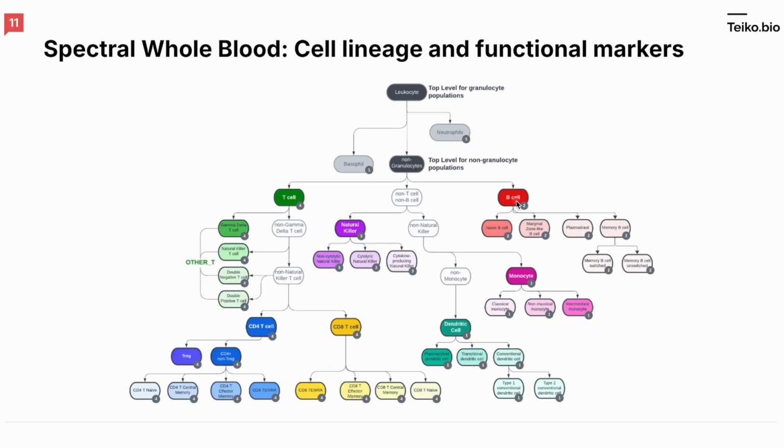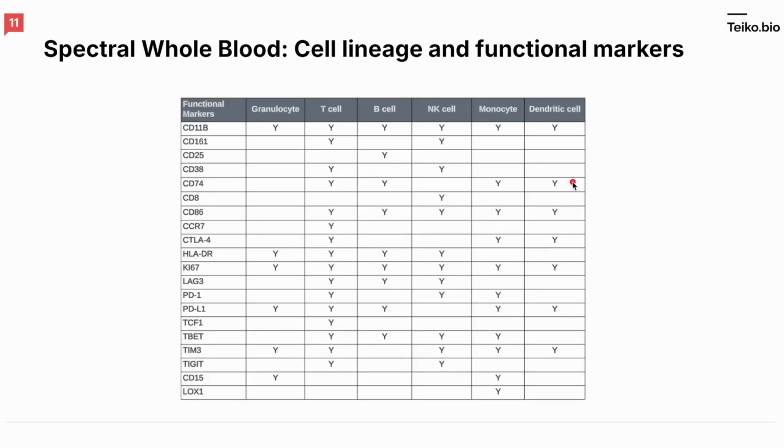Within each cell type, we also measure functional markers. So on the left side, you can see all these different functional markers, and you can see where we measure those particular functional markers in. So for example, LOX1 we measure only in monocytes. CD15 we measure in granulocytes and monocytes, for example.